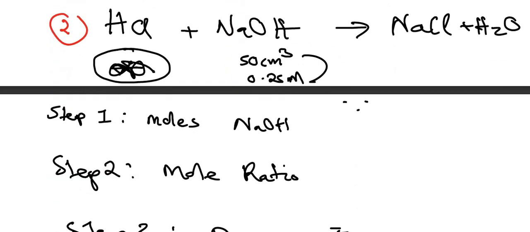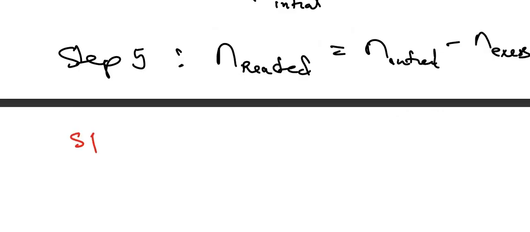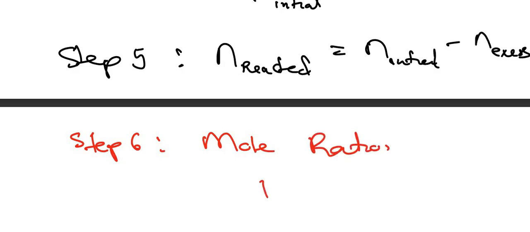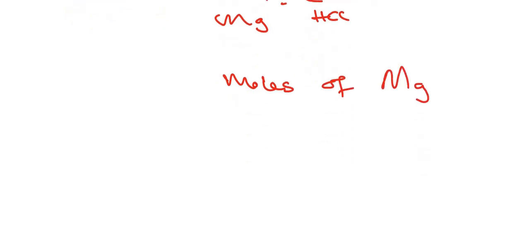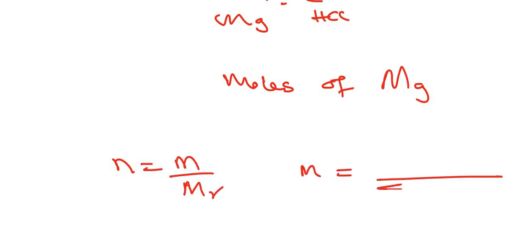So you're going to do your mole ratios. This is step number 6. Hope you're taking note of the steps. You do your mole ratios between the acid and the magnesium. This is 1 to 2, the HCl and the magnesium. You get the moles of Mg. Once you get the moles, you know the number of moles is equal to mass over Mr, right? You get the mass. This is going to be the actual mass without the impurities, the mass that participated in the chemical reaction.